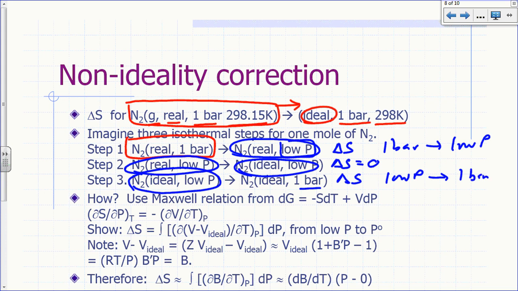So how are we going to do this? We use the Maxwell relation from our fundamental equation in the Gibbs energy representation. If you remember, dG is negative S dT plus V dP. What's the Maxwell relation you can get from this? The partial derivative of S with respect to P is useful because we want to calculate delta S when pressure changes. It is equal to the negative of the partial derivative of V with respect to T.